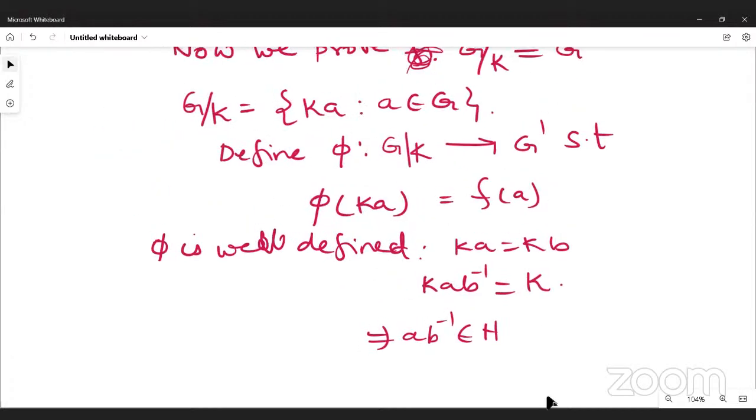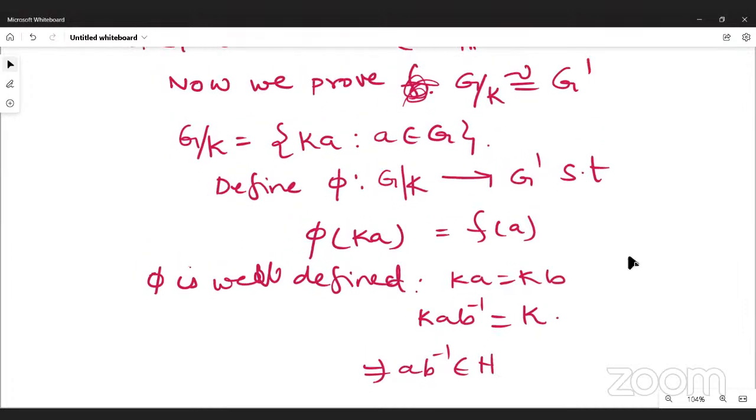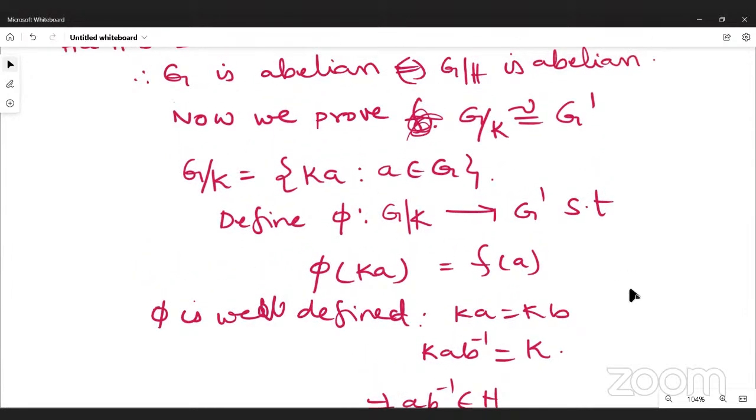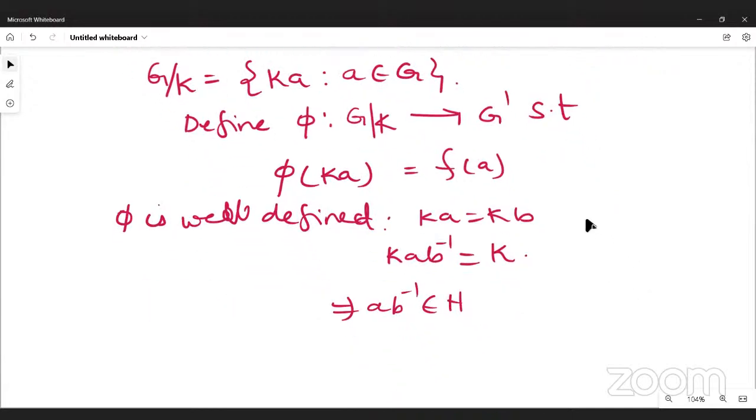So we prove the fundamental theorem of homomorphism, that is G by K is isomorphic to G dash, where G by K is equal to Ka such that a belongs to G. Define phi from G by K to G dash such that phi of Ka is equal to f of a. Because if a belongs to G, then Ka belongs to G by K and f of a belongs to G dash.